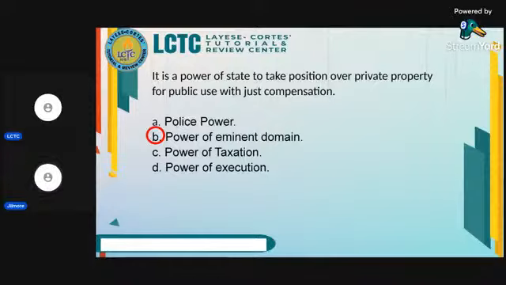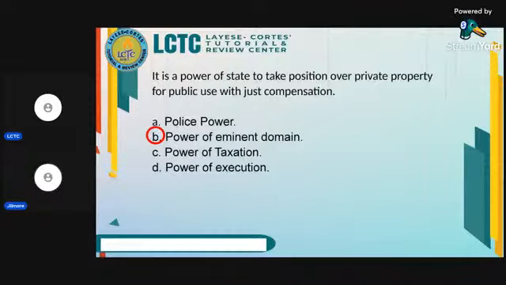Here we have another question. It is a power of state to take possession over private property for public use with just compensation. Take note, private property for public use. If it's a private property, but the government has no specific decision as to whether it can be utilized, there is vagueness whether the private property indeed can be used for public utilization. That's not under the power of eminent domain, because the power of eminent domain is a state power to take possession over private property only for public use and with just compensation.